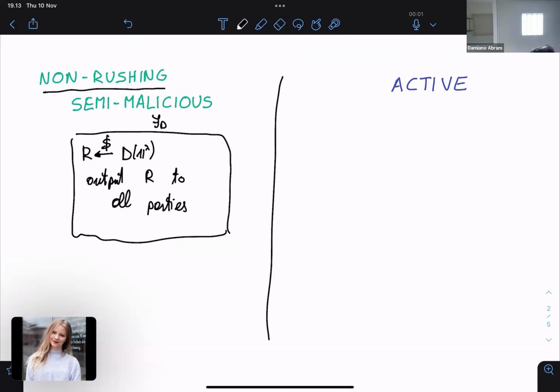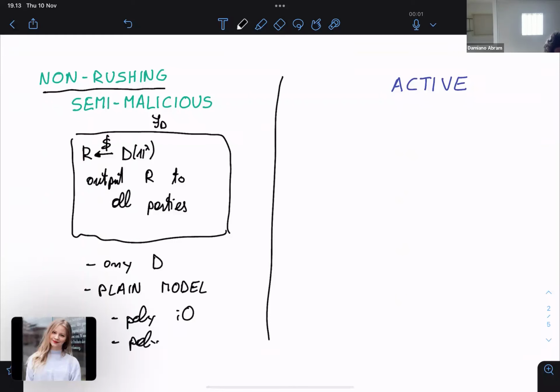Okay. So in this setting, we obtain distributed samplers for any distribution D that is computable in polynomial time in the plain model. So we don't even need SRSs here. And based on polynomially secure obfuscation and polynomially secure multi-key FHE. So I will explain later what these two primitives are.